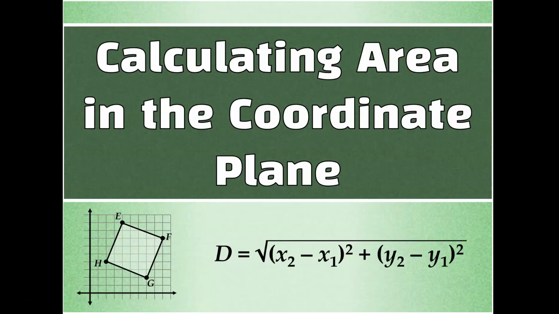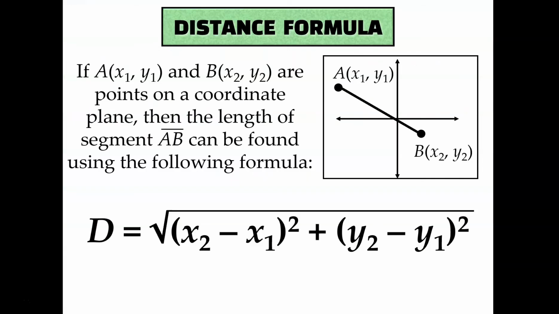Let's talk about how to calculate the area of a polygon that's been placed in the coordinate plane. Oftentimes you'll need the distance formula in order to achieve that goal. Remember that you can count the distance of a horizontal or a vertical segment, but if your segment is diagonal like this one shown here, you would have to plug your points into the distance formula to calculate the length.